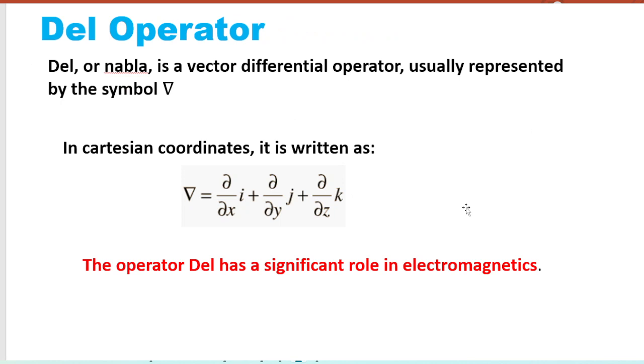And there is one important operator in electrodynamics, known as del or nabla. It is a vector differential operator, and it is usually represented by this reverse triangle symbol. In Cartesian coordinates it is written as del equal to i times delta by delta x plus j times delta by delta y plus k times delta by delta z. This operator del is not a vector but a vector operator, and it has a very significant role in electromagnetics.